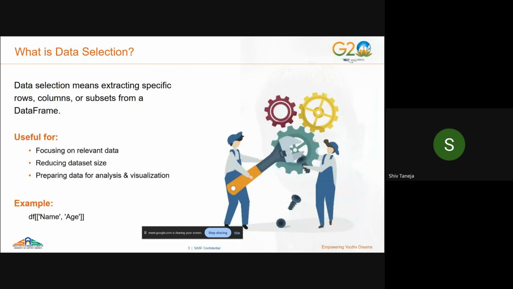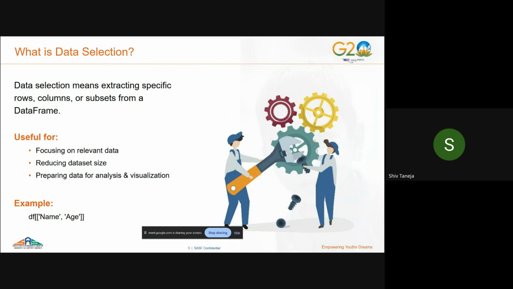What is data selection? Data selection is a process of extracting the specific information that you need so as to begin your analysis, or if you want to gain some insights or extract some meaning from it. So it is used for focusing on relevant data, reducing data size as you are selecting only a sub part of the data set, and preparing for data analysis and visualization.